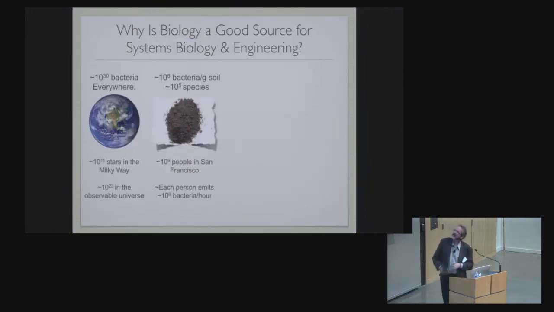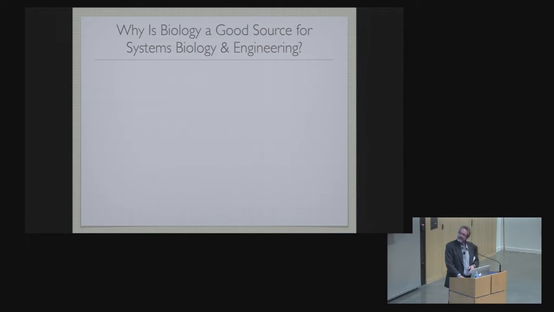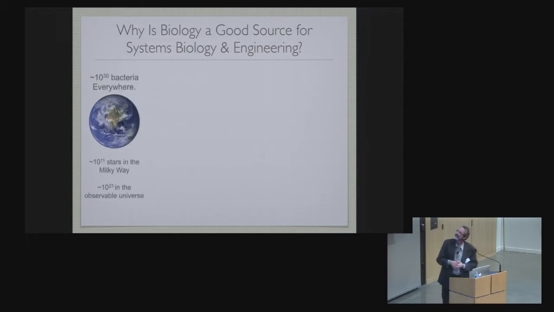I want to talk about why biology is a good source for bioengineering. So the first thing are some crazy numbers. There's about 10 to the 30th bacteria on Earth. 10 to the 30th. That's a big number. That's more than the number of stars in the universe. Give you some sense of things.